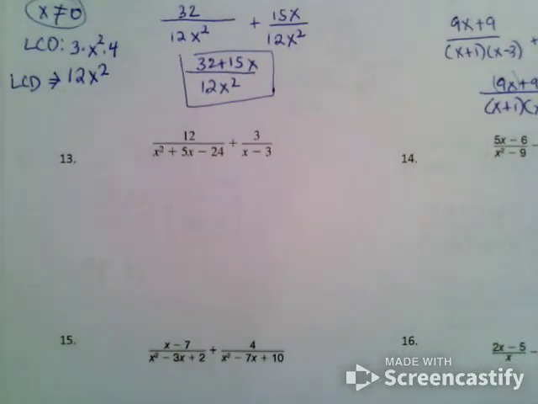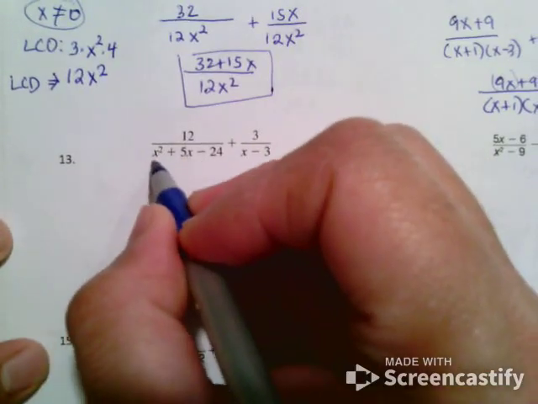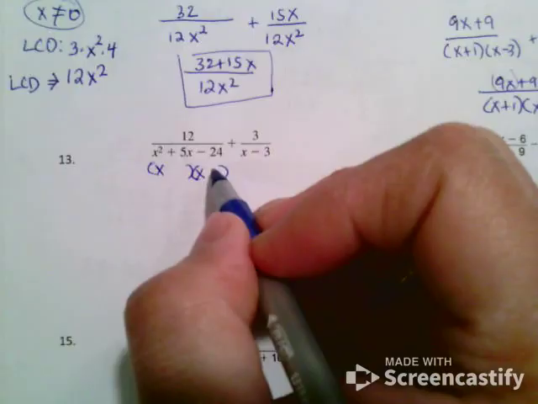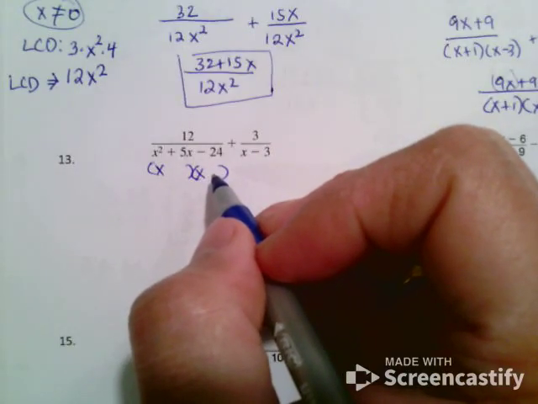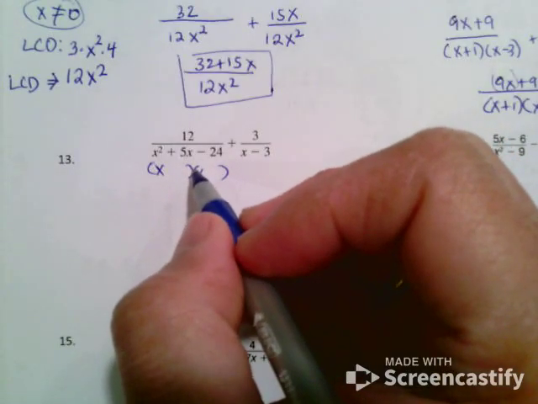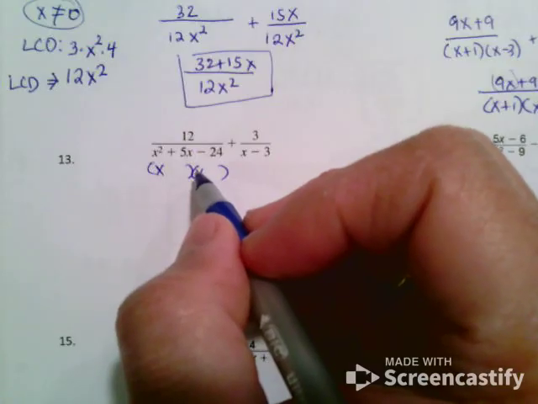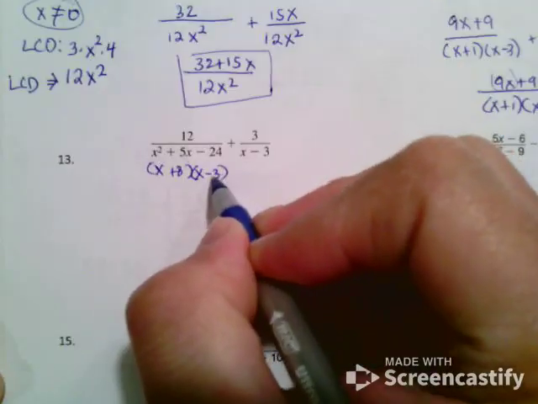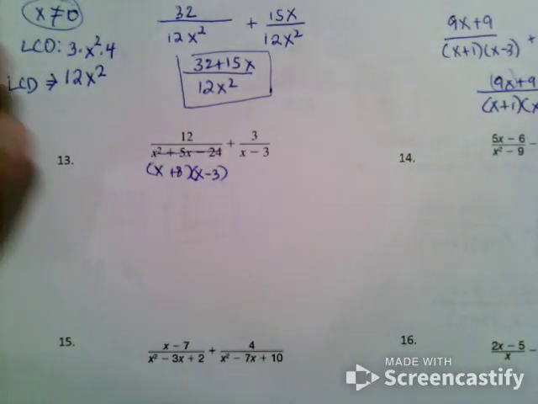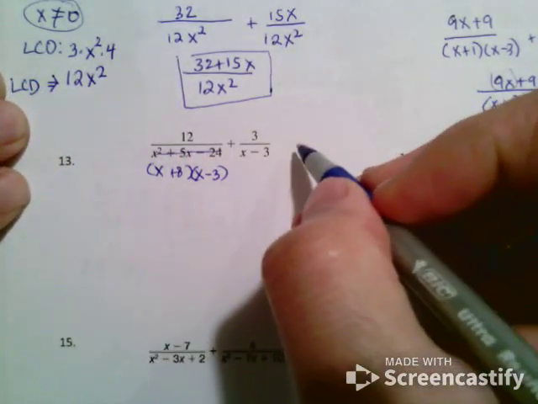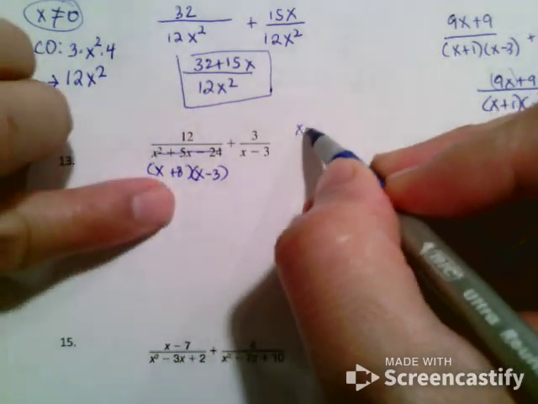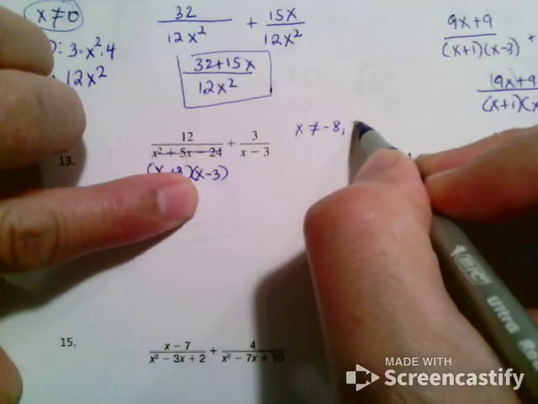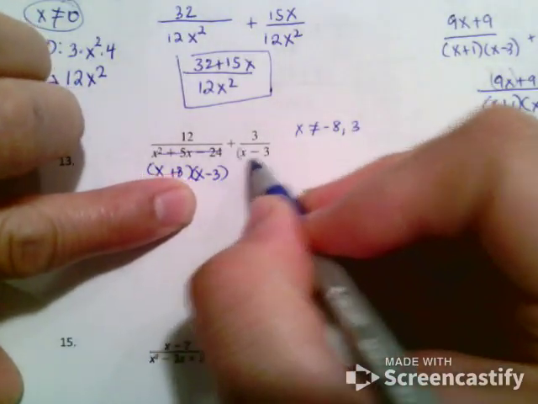Okay, let's try this one. Okay, so this one I need to factor everything. This part needs to be factored. So I need two numbers that multiply to be 24 and add to be 5. So I'm thinking 8 and 3. Okay, and then the restrictions are x cannot be -8, x cannot be 3, and x cannot be 3.